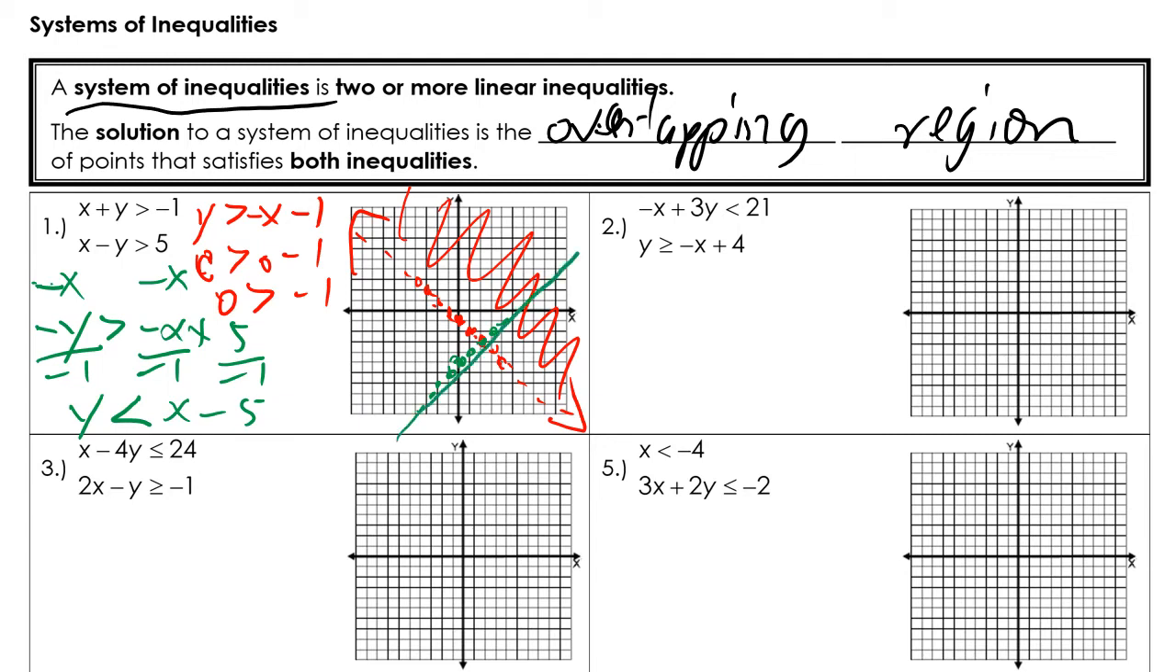This one's going to be a solid line. Y is less than x minus 5. If I put 0 in, I get 0 is less than negative 5. That is not true. So I'm not going to color on the side of (0, 0). I'm going to color on the other side. And then I'm going to take a third color and double shade the area where I've colored both red and green. That blue area is the solution to the linear inequality.